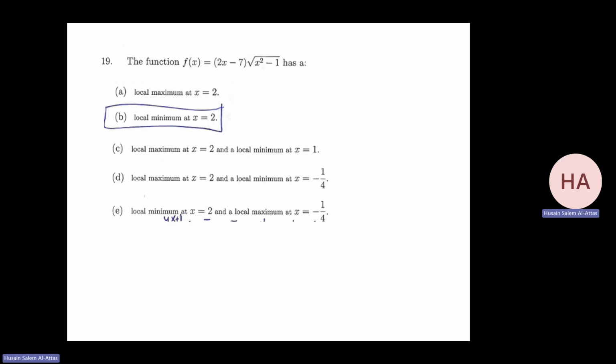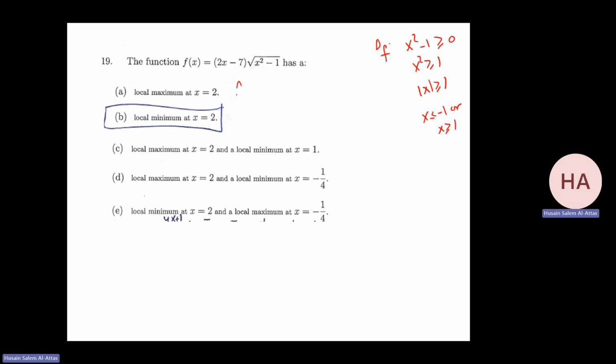Okay. This function has a local minimum, or local maximum. Yeah. So first, what's the domain? The domain of f. I have this greater than or equal to 0. So I have absolute value of x greater than or equal to 1. So x less than or equal to -1 or x greater than or equal to 1.